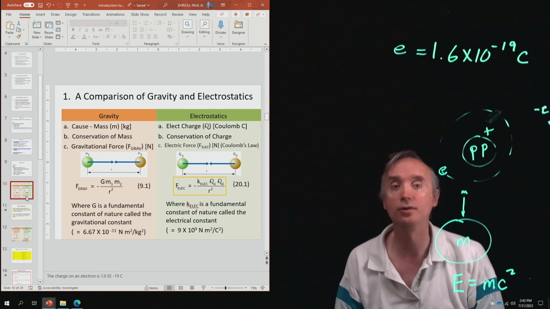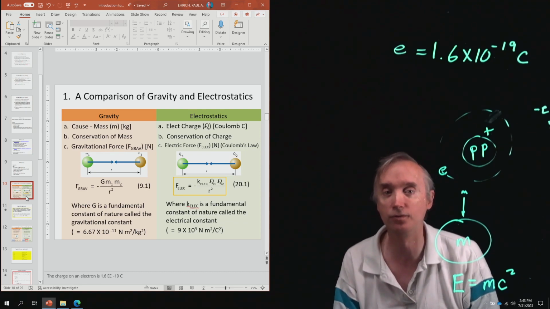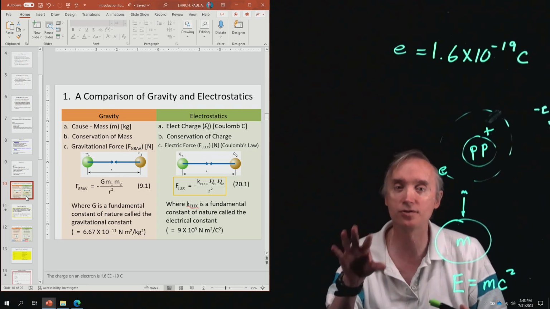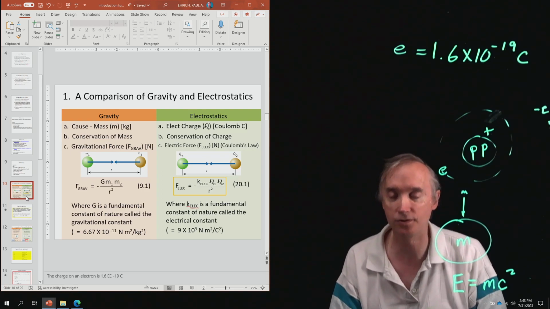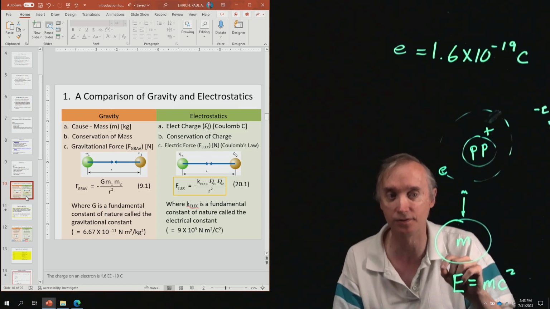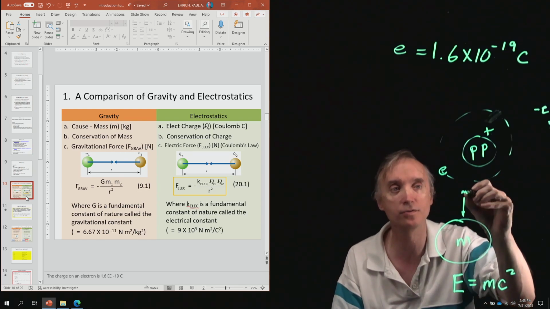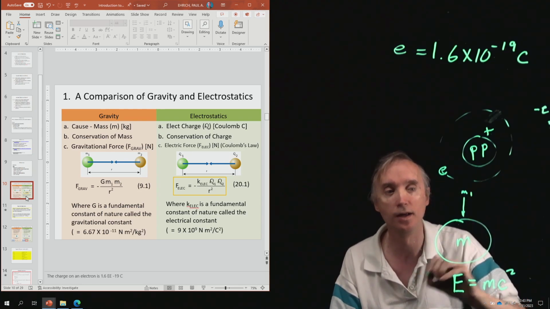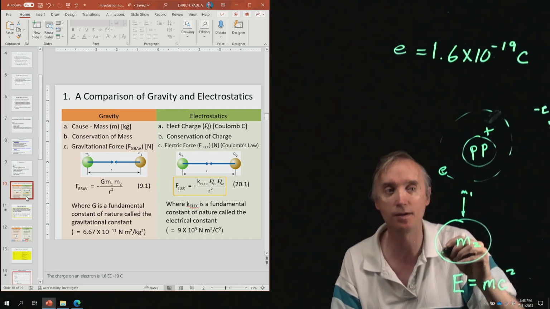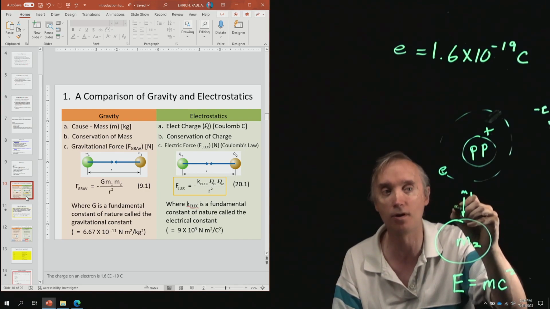All right, now let's talk about electrical forces and gravitational forces. So let's first look at the gravitational force, and it says now you're going to have two masses, and so we could call this one M1 and we could call this one M2, and they're going to be separated by a distance r.